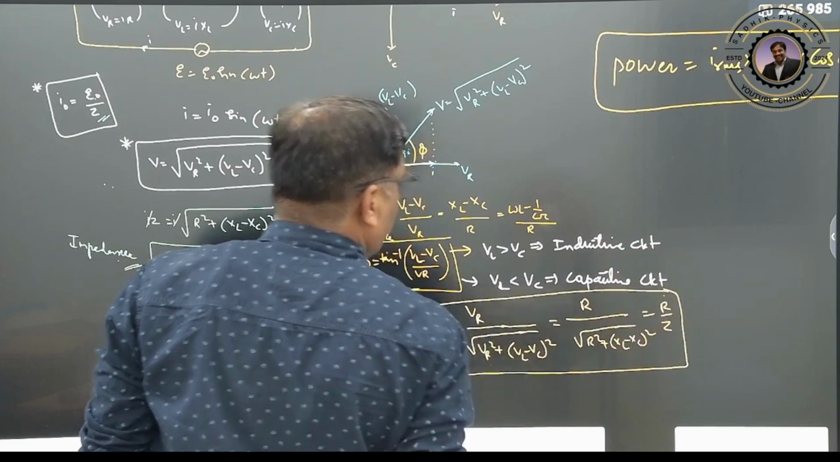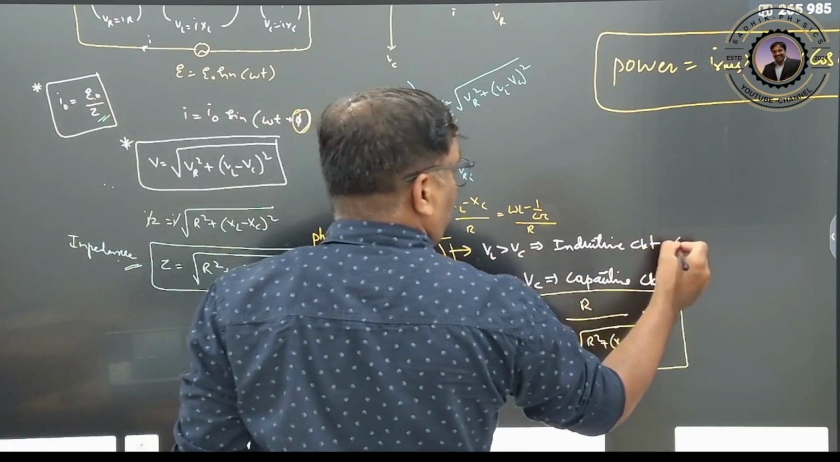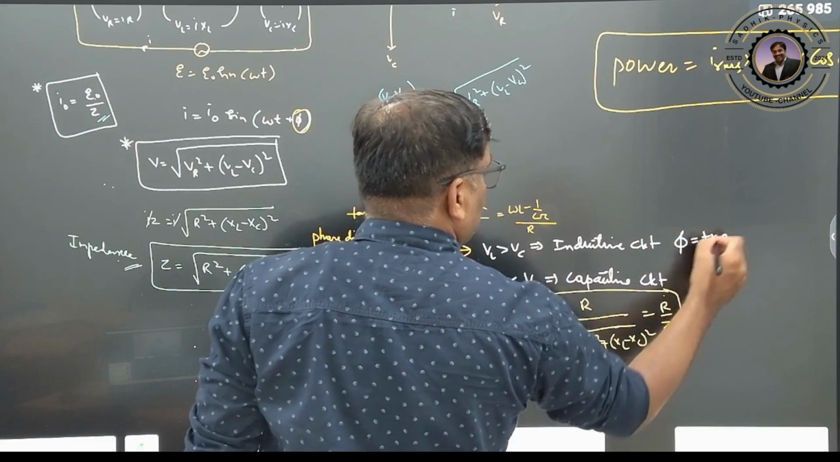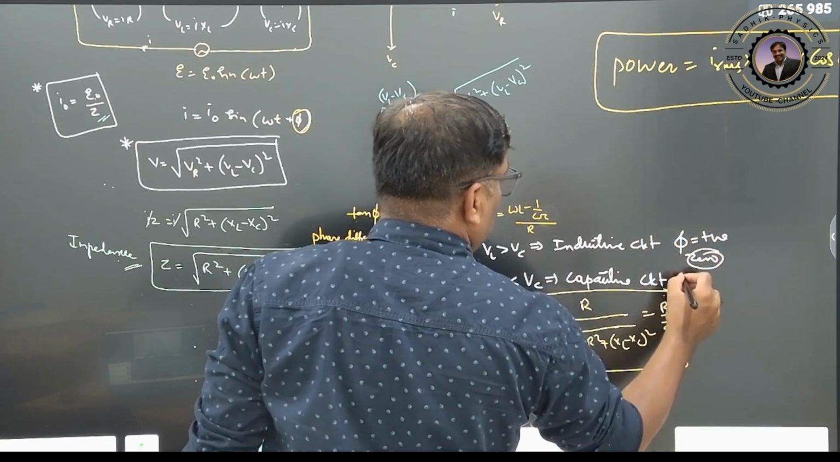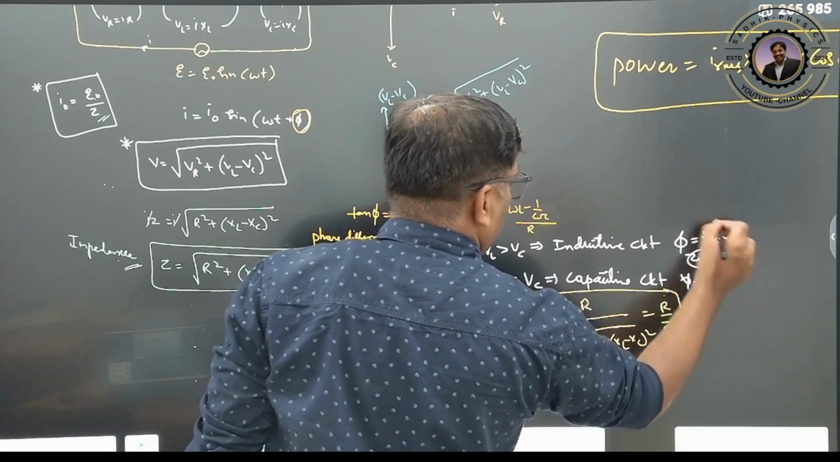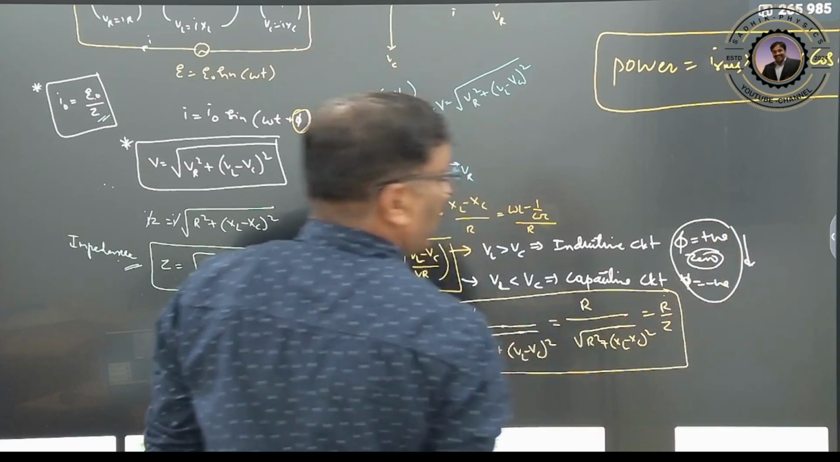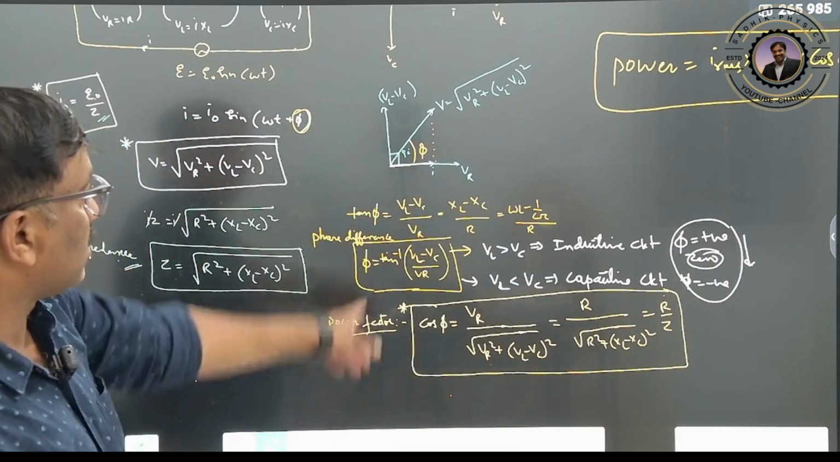You understand? So when the inductive circuit is there, the phase difference is positive. Afterwards it becomes 0, and then the phase difference becomes negative. So it goes from positive to negative, and that also changes with frequency.